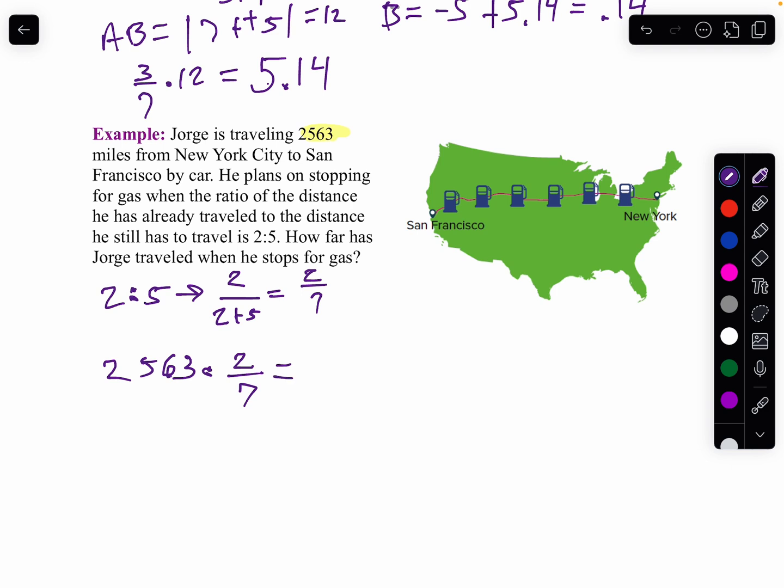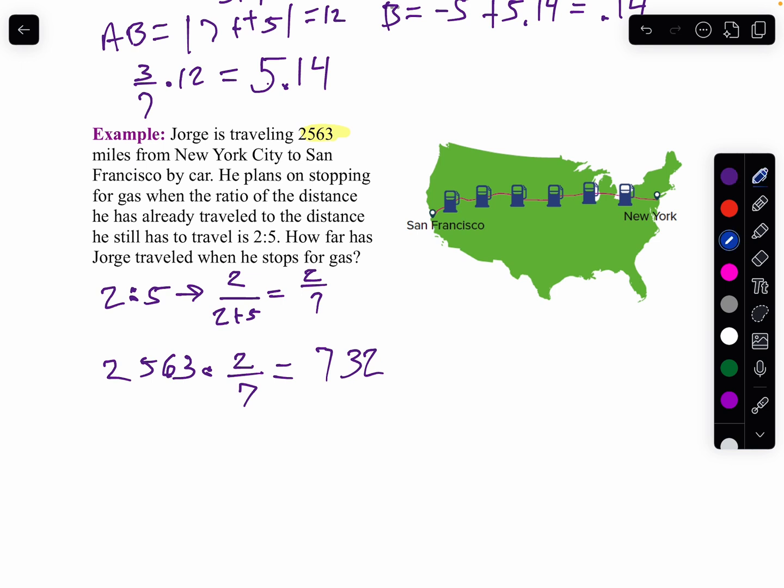So 2,563, I multiply that by 2/7, and I get about 732 miles, we'll say. Yes, it's a decimal. It's like 732.28 something. So we would just answer this question.